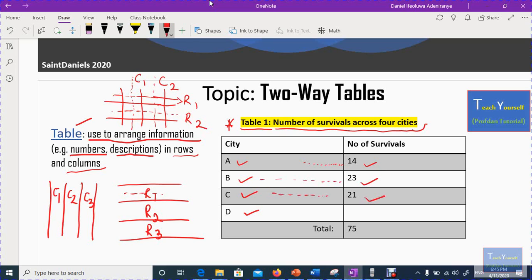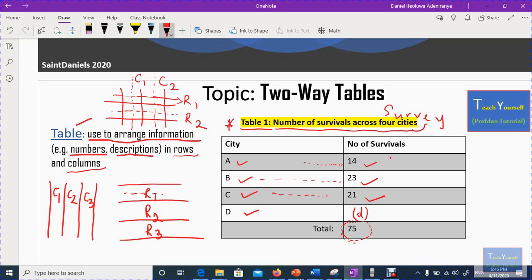And in this survey, we are told that the total number of survivors is 75. There is a missing value here for D. So how do we get D out? Very easy. You know there are 4 cities, 1, 2, 3, 4. You don't know the number of survivors in city D, but in the information given, we have the total of all the survivors to give us 75.